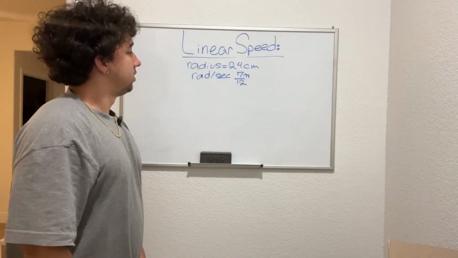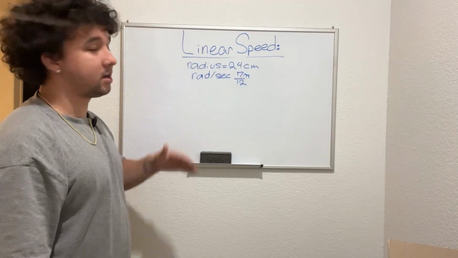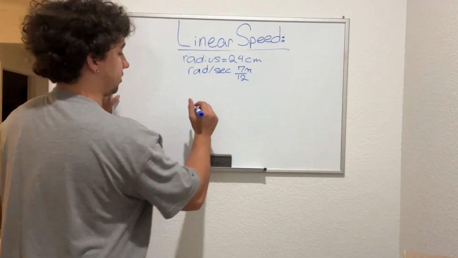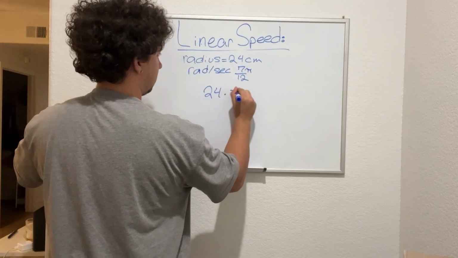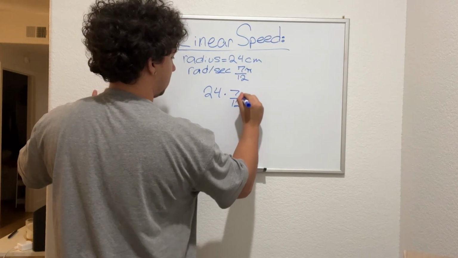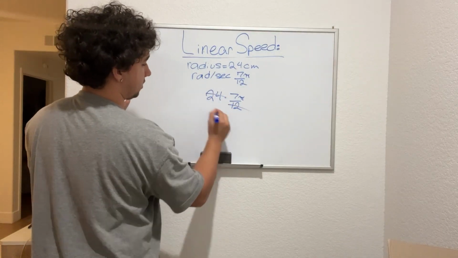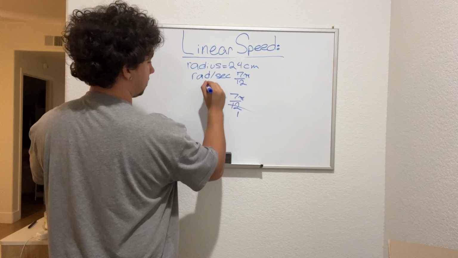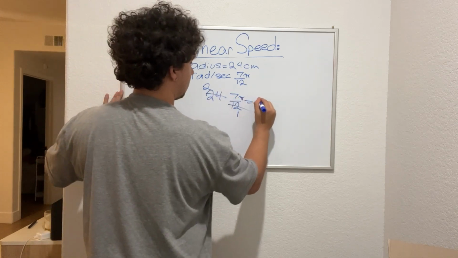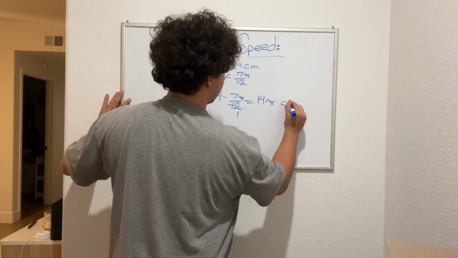Similar to the last question, I'm given radius, I'm given the angular speed. I just multiply these things together. So 24 times 7 over 12 pi. I'm noticing right here, these are going to reduce. 12 goes into itself one time, 12 goes into 24 two times. 2 times 7 is equal to 14 pi. And then in this case, centimeters per second.